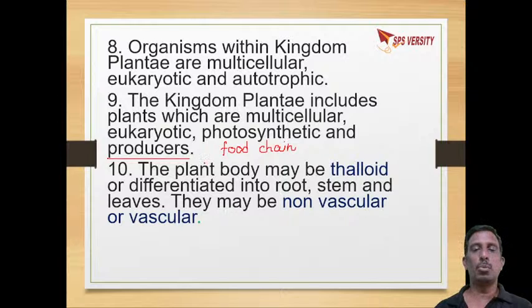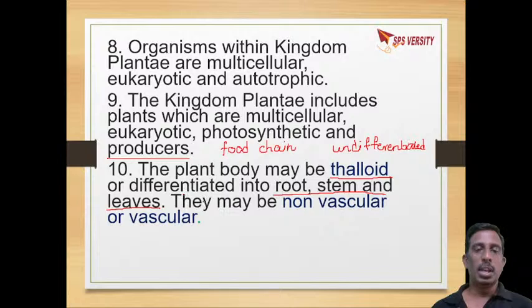And when you come to the plant body, in primitive plants, the plant body is thalloid. Thalloid means undifferentiated. So undifferentiated means it is not differentiated into root, stem and leaf. It is found in primitive plants like algae and few bryophytes. Whereas in most of the plants, it is differentiated into root, stem and leaf. So it shows a differentiated body.